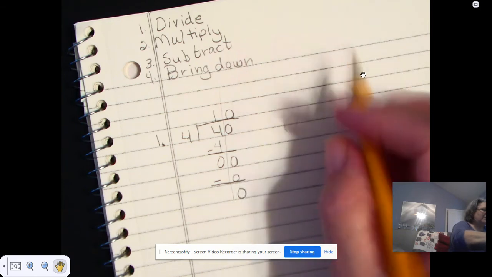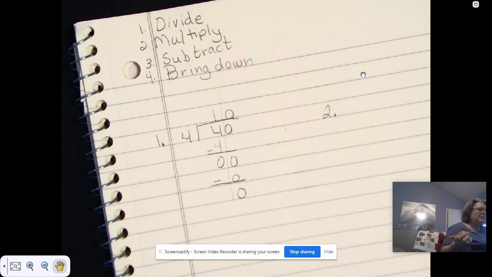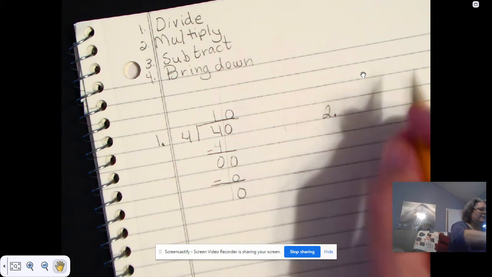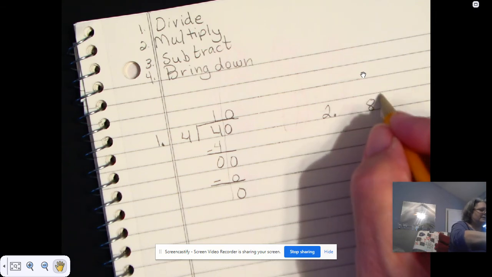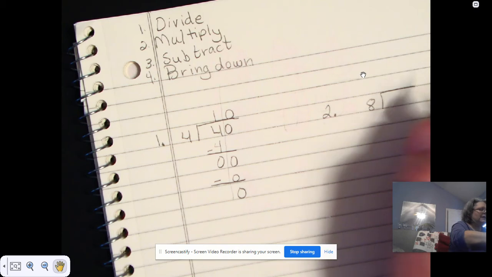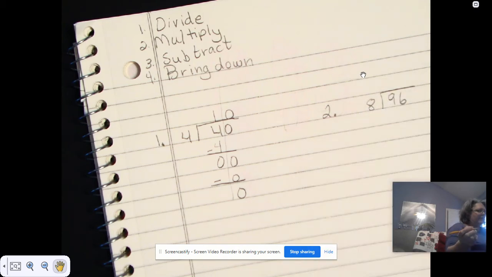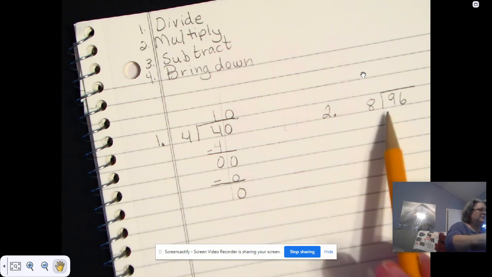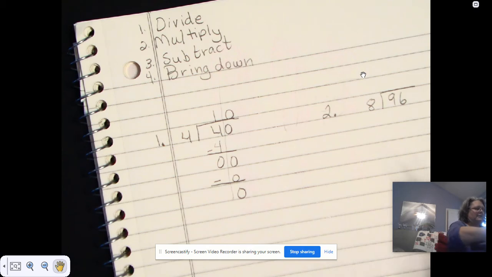All right, the next problem on your worksheet is problem number 2. Notice how I wrote the number. I put a little dot by it so that I'll know it's the number of the problem and not part of the problem. I'm going to give it a little space, and I'm going to put my 8 here because that's my divisor. I'm going to draw my house neatly and write my 96 inside so that it fits. And if your numbers don't fit in the line, erase them and do them right.